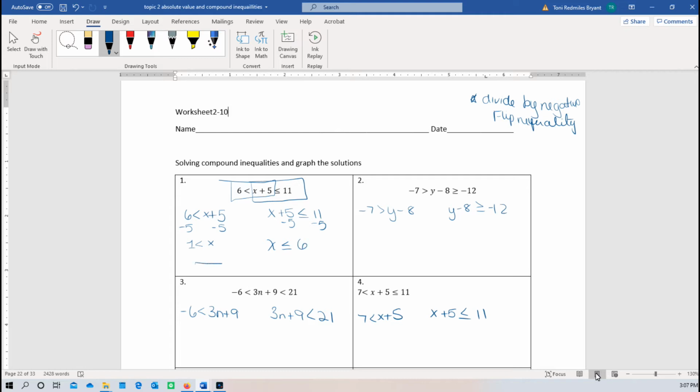So the range of answers for this one, because it says to also graph it, let's put our lowest number and our highest number down. And x is not going to be equal to 1, but it is equal to 6. And it's everything less than 6 and greater than 1.